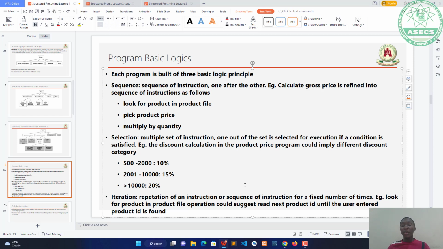The example is: look for a product in the product file. The operation could suggest reading the next product ID until the user-entered product ID is found. You don't have to care about the example he gave, let's understand this.